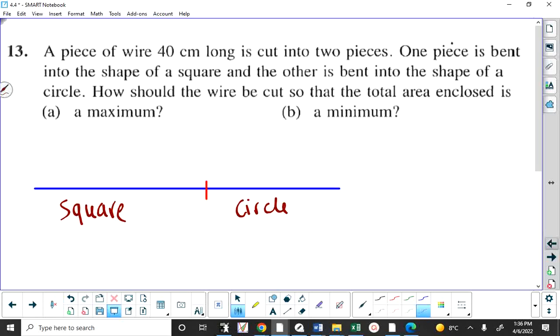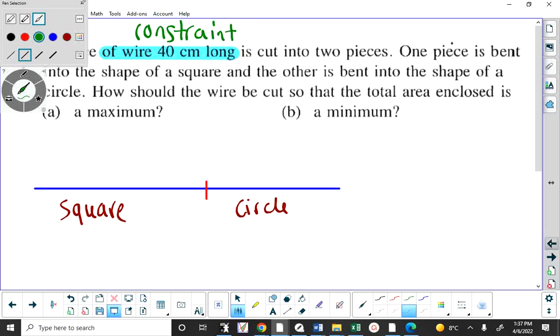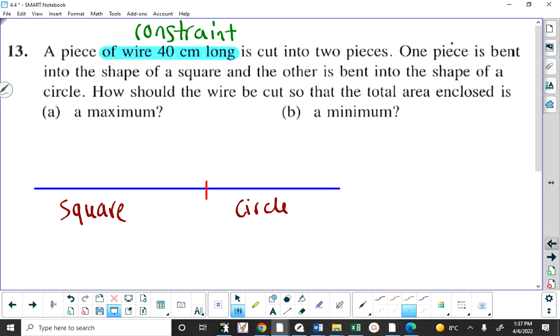And really, that's the constraint, isn't it? I guess you could not use all of the wire, but common sense says if you want to maximize the area, you would want to use all of the wire. And you are using it because it says you cut it into two pieces. It doesn't say you snip off part and throw it away. So what do we want to maximize? We want to maximize the area.